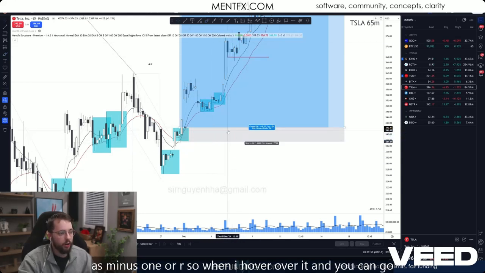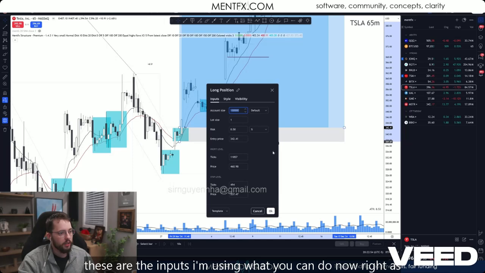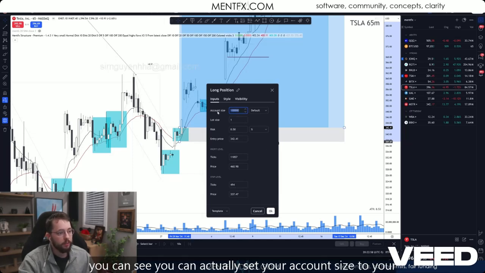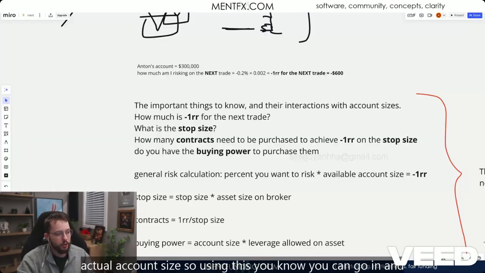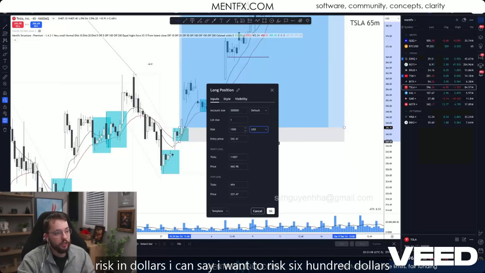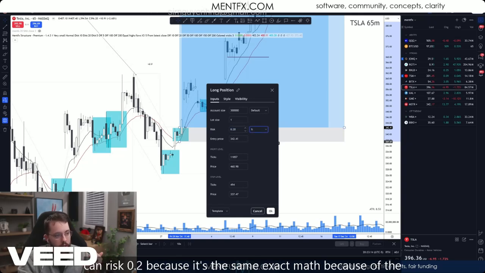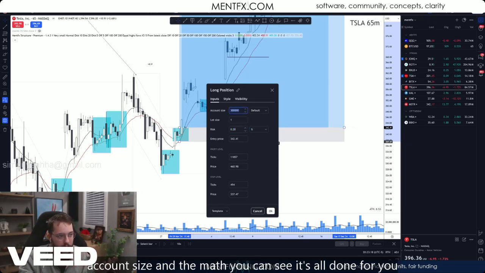So when I hover over it, you can go ahead and set up your things to have the same labels as me, these are the inputs I'm using. What you can do now is set your account size to your actual account size. So using this, you can go in and go $300,000. For my next trade, if I want to risk in dollars, I can say I want to risk $600, or I can risk 0.2%, because it's the same exact math because of the account size.